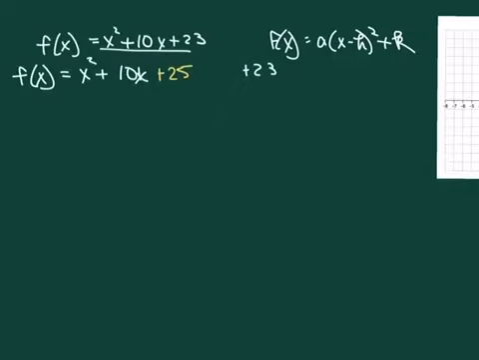I know that seems silly, but what I'm trying to do here is manipulate this equation to look like this one. I'm not trying to change its value. I'm not trying to solve it. I'm just trying to rearrange things so that it looks like that. Remember the completing the square? I'm trying to get this x minus h, the quantity, squared. And the only way to do that is to complete the square over here to make that happen.